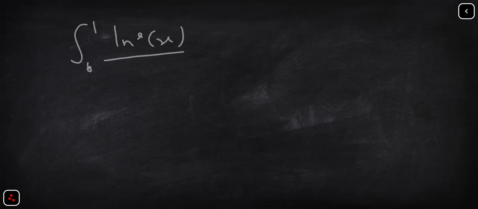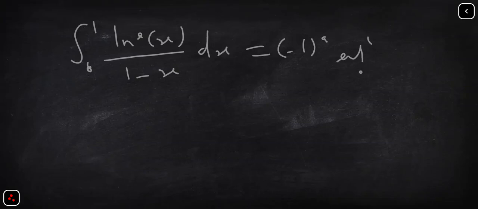So for us to prove the integral from 0 to 1 of natural log of x raised to the power of a over 1 minus x dx, we want to prove it is equal to minus 1 raised to the power of a multiplied by a factorial multiplied by the zeta function of a plus 1. So how are we going to solve this question? It is a very easy problem. I'm going to use a sum series in solving this problem.